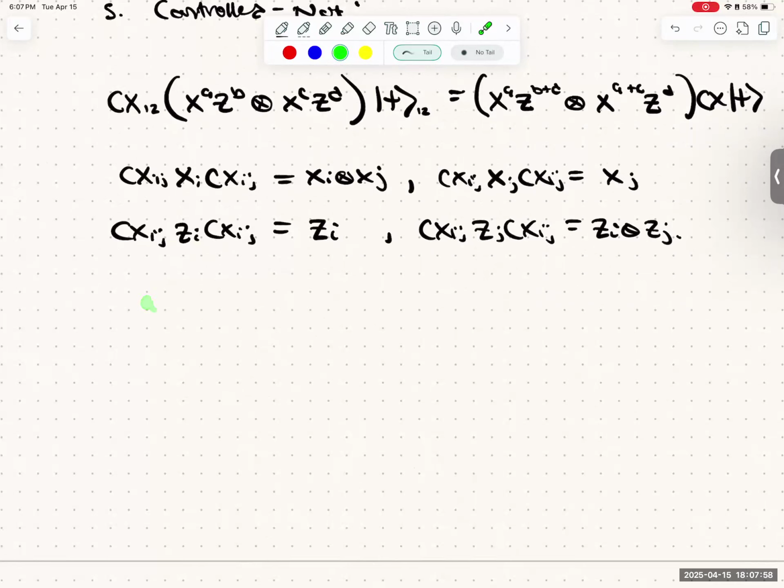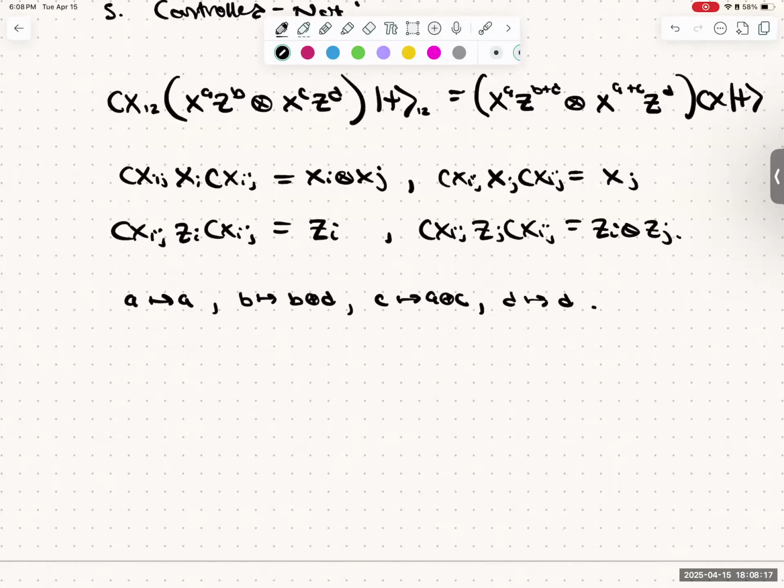So the way that the client updates the keys is A goes to A, B goes to B plus D, C goes to A plus C, and D goes to D.